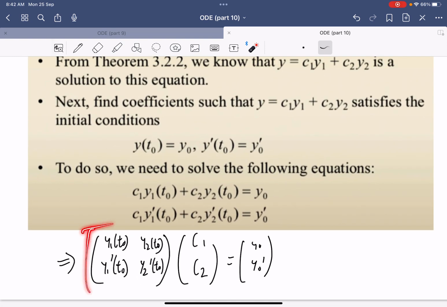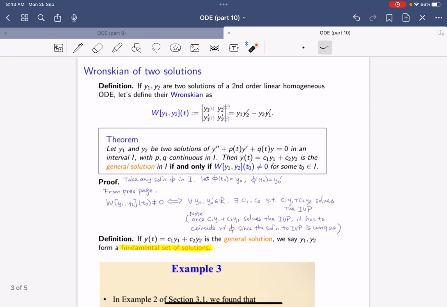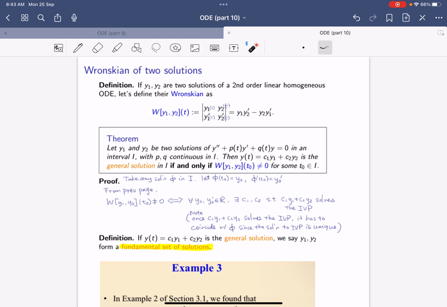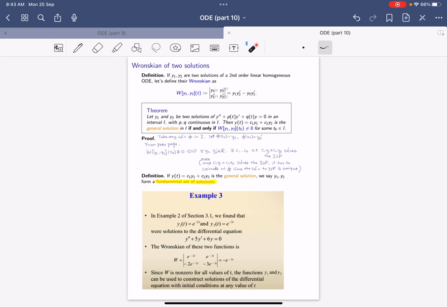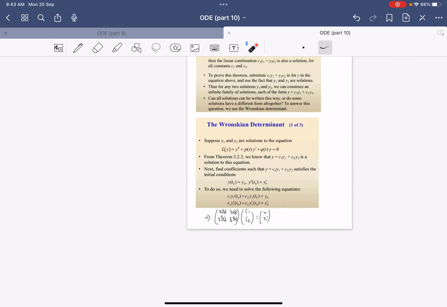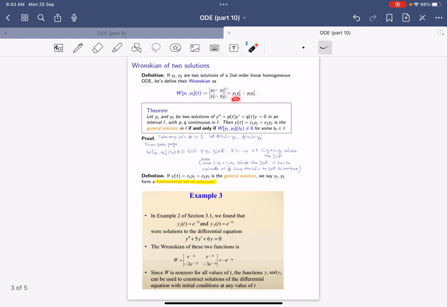Look at this, and with our theory of linear algebra, we already know that c1 and c2 exist if you can take the inverse of both sides. So that's what we really want. We let the Wronskian be the operator of taking the determinant of these coefficients. So it is actually y1 y2 prime minus y2 y1 prime.